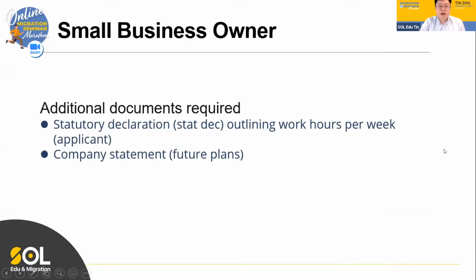And this is the additional document required if you would like to apply for the small business owner stream. They require you to provide a statutory declaration, stat dec, outlining the working hours per week for yourself, because as the small business owner, you need to work full-time, minimum 35 hours per week, which also restricts some applicants, which means you need to be holding a full-time working visa to go through this pathway. So if you are currently holding a 500 student visa, sorry, you are not eligible. You must be holding a full-time working visa, let's say a 485 graduate visa, to operate the small business.